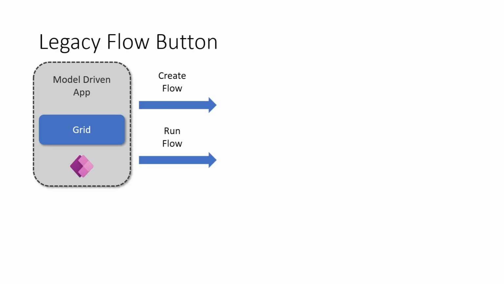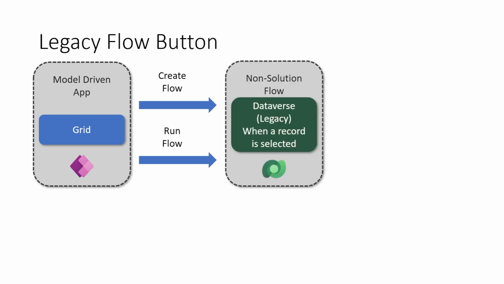What that does is it allows you to run that flow from that grid and uses the Dataverse legacy connector. And it's a special trigger called when a record is selected. We don't currently have the same trigger inside the new Dataverse connector. Also, you can't add these flows to a solution because of using that legacy trigger. So I kind of think about them more as a personal flow, as a personal productivity flow.